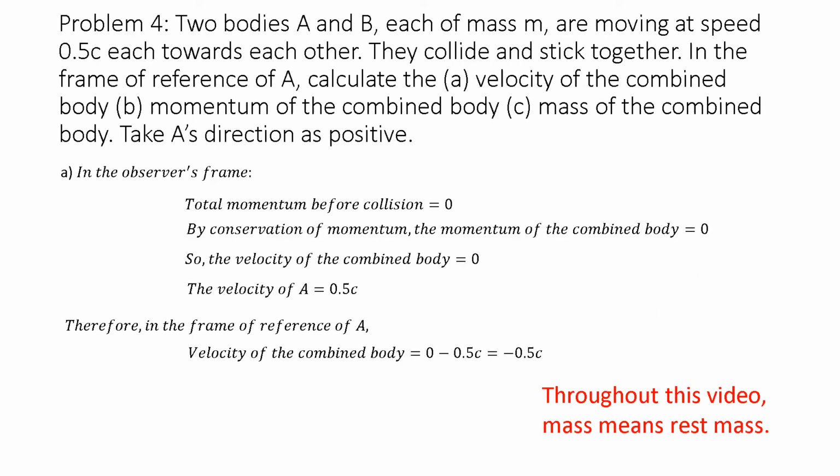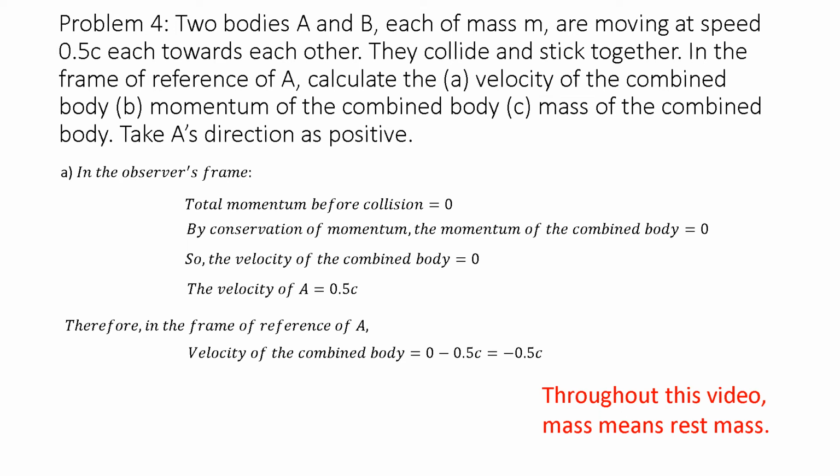Here is the solution to part A in the observer's frame, where observer means the observer in whose frame the scenario is given. We get the total momentum before collision is 0. This is because before collision both bodies have the same mass and they are moving with velocities of equal magnitude and opposite direction. So by conservation of momentum, the momentum of the final combined body also will be 0. So the velocity of the final combined body is 0.